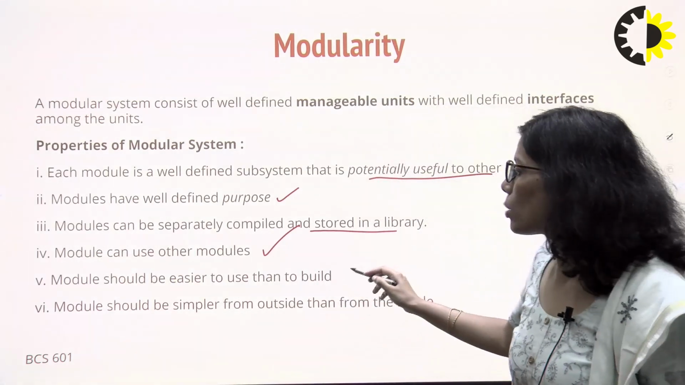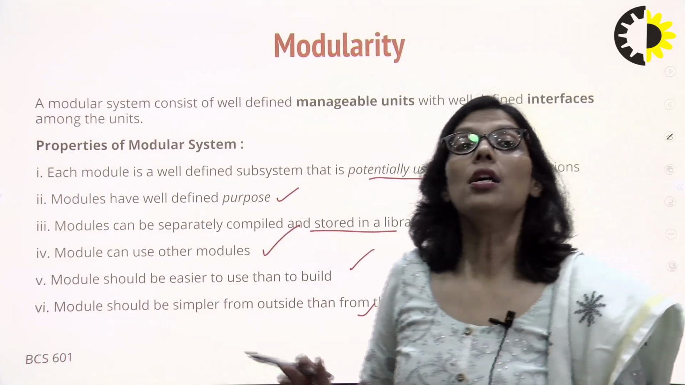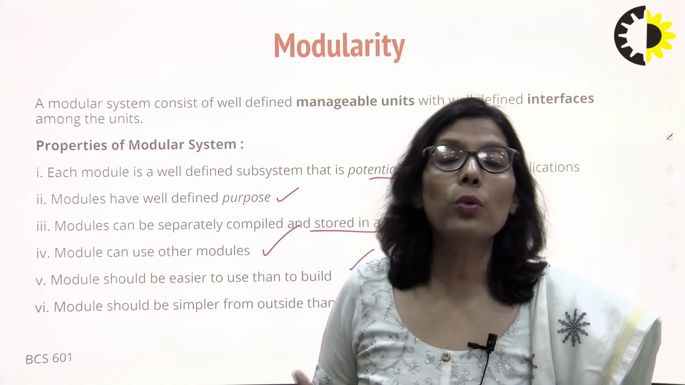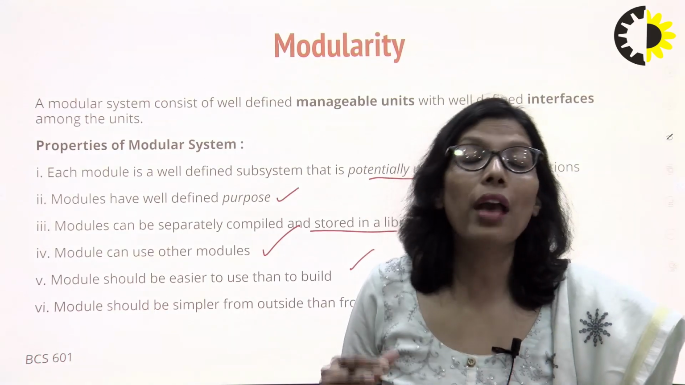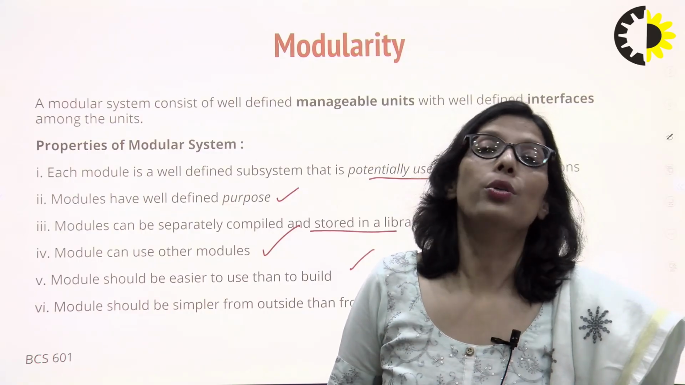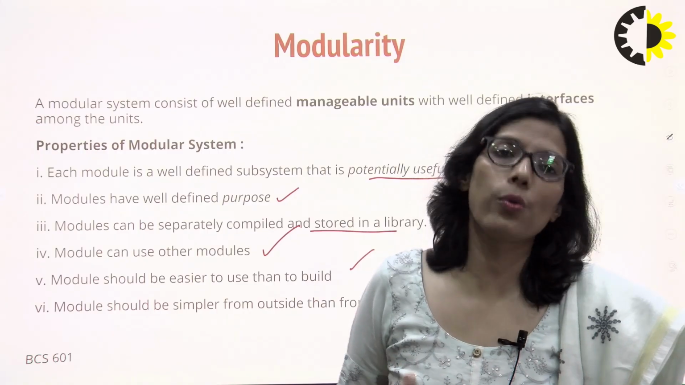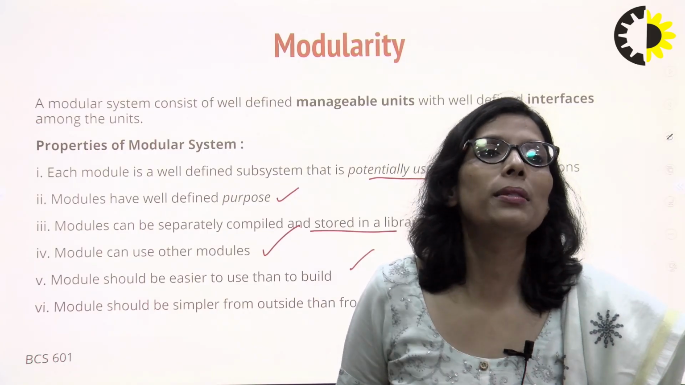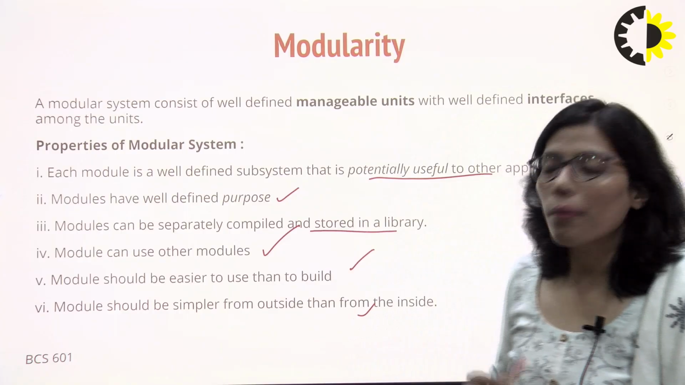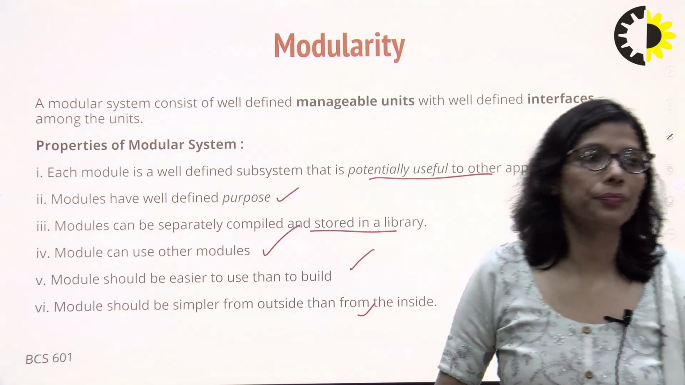It should be easier to build and should be simpler from outside than from inside. So, it's very important. Whenever we are building a module and making its interface, we have to make sure that the interface of that module is easy to use. If we are making a very complicated module interface, nobody is going to use it. Therefore, a module should be simpler from outside. Inside it can be complex, but from outside it should be simple.